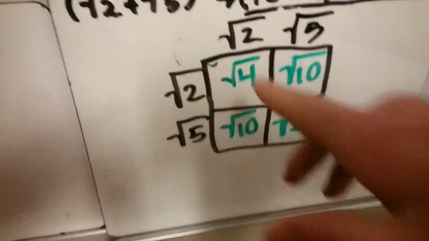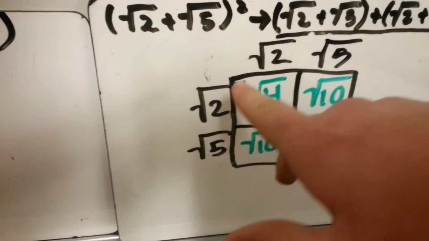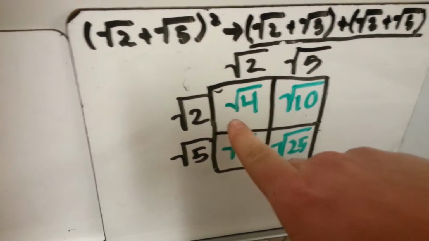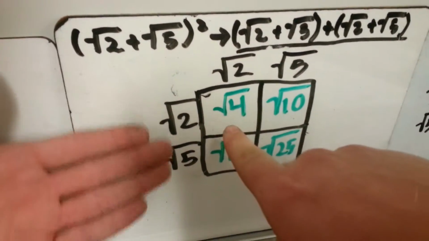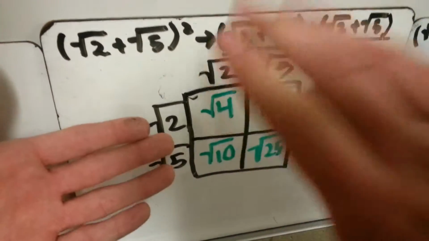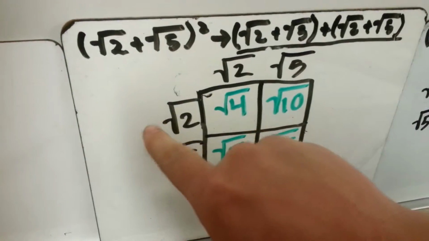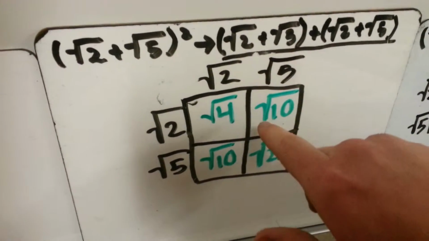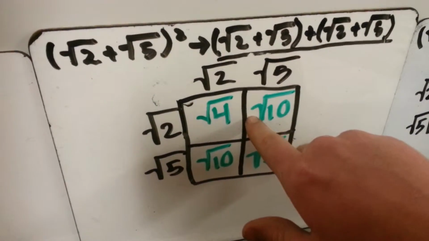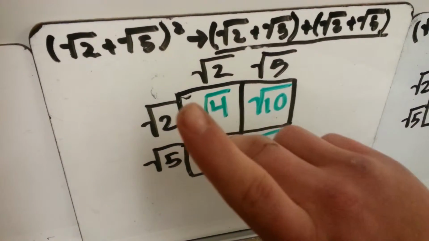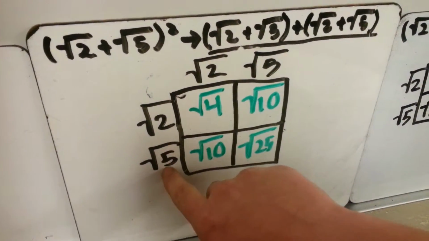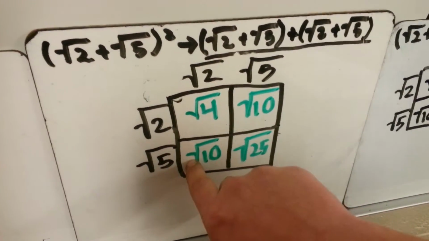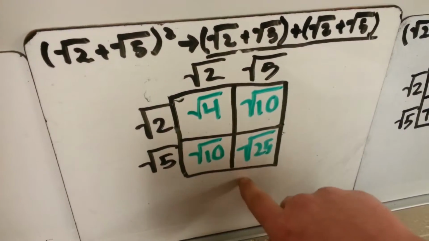You take the square root of 2 and the square root of 2, right here, the two sides, and you multiply them together and you get the square root of 4. And then, watch this, you take the square root of 2 and the square root of 5, and you have the square root of 10. Now you've got the square root of 5 and the square root of 2 again. Guess what that's going to be? Square root of 10.